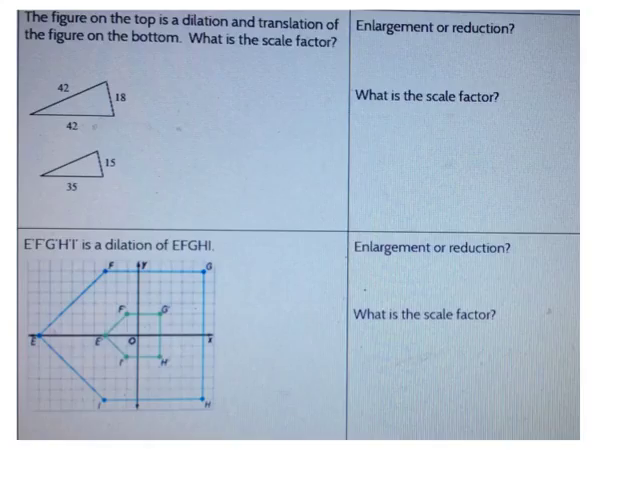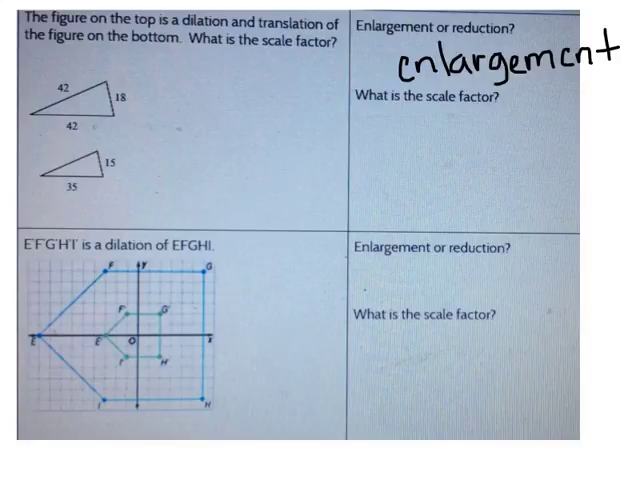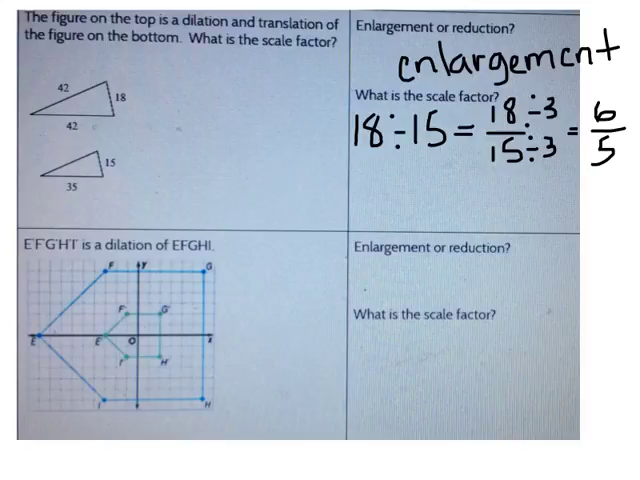The figure on the top is a dilation and translation of the figure on the bottom. What is the scale factor? First, is it an enlargement or reduction? It's an enlargement. What is the scale factor? Write your answer as an improper fraction in simplest form. The scale factor is 6/5.